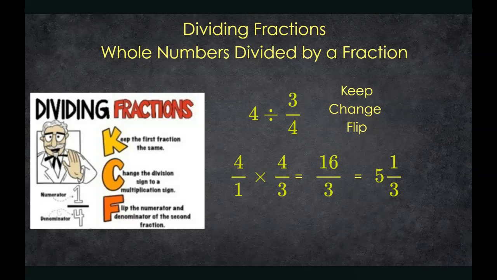The denominator will not change. We will stay in thirds. So that's how we change that improper fraction back to a mixed number. So 4 divided by 3/4 is an answer of 5 and 1/3. All right, that was whole numbers divided by a fraction.